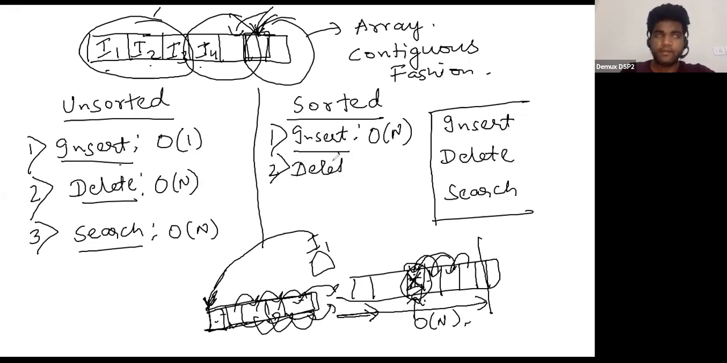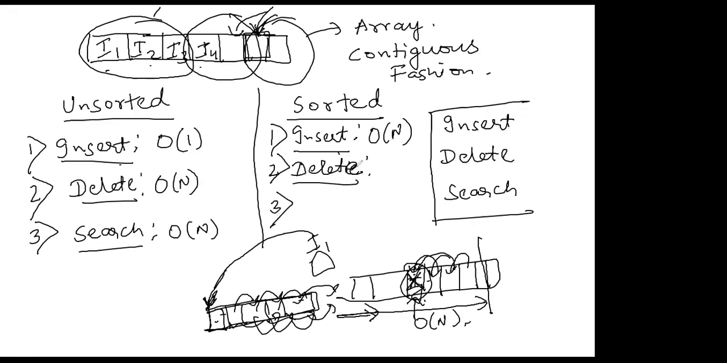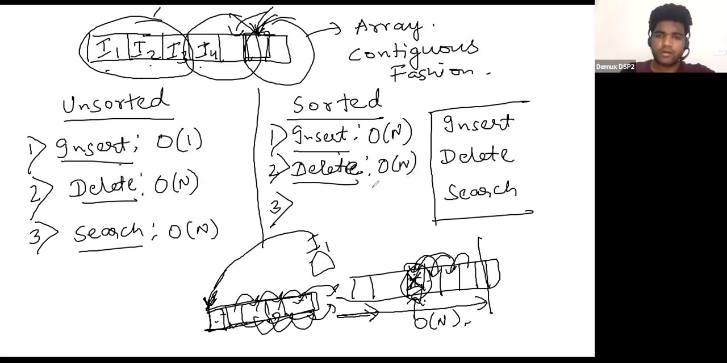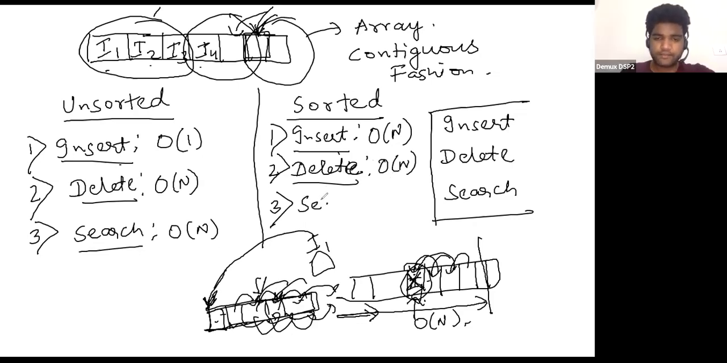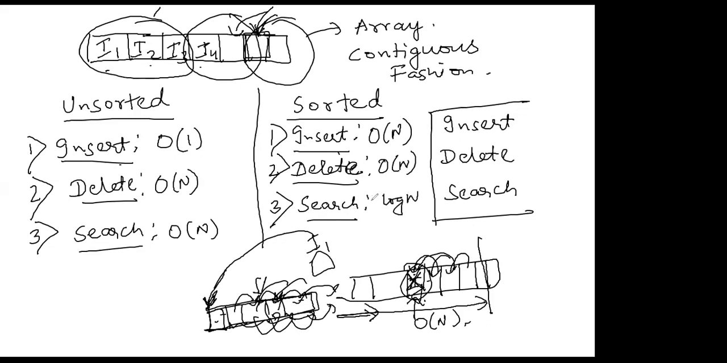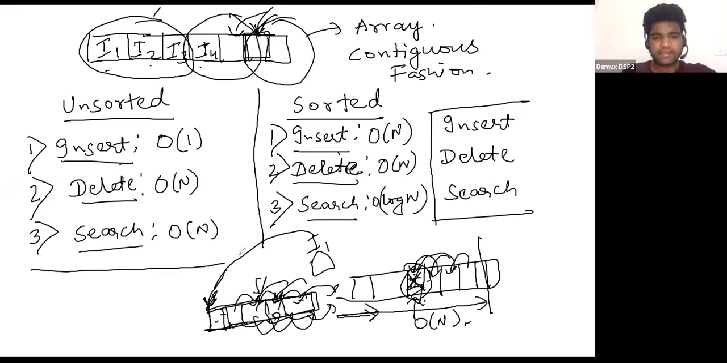Okay. What about deletion? Same, order n. Because once you find it, you can do a binary search to find it. That will give you log n. But after you find it, you will have to rearrange the other elements, right? So it takes another order n. And what about search? Log n. Search is log n. Correct? So with a traditional data structure like an array, this is basically what the time complexity will look like. Correct? Does anyone have any questions so far?